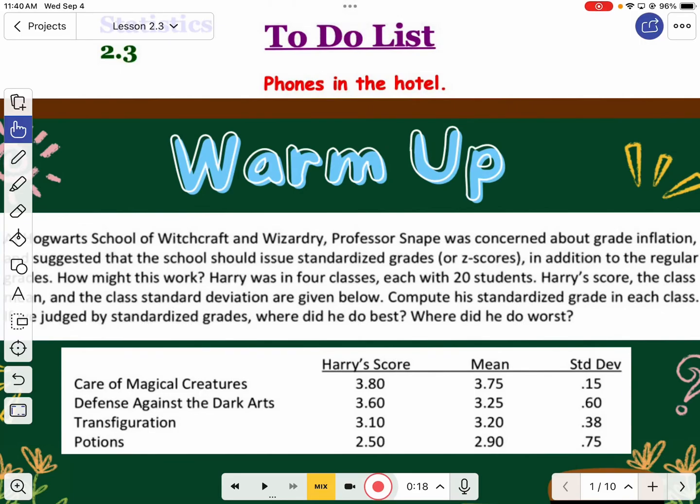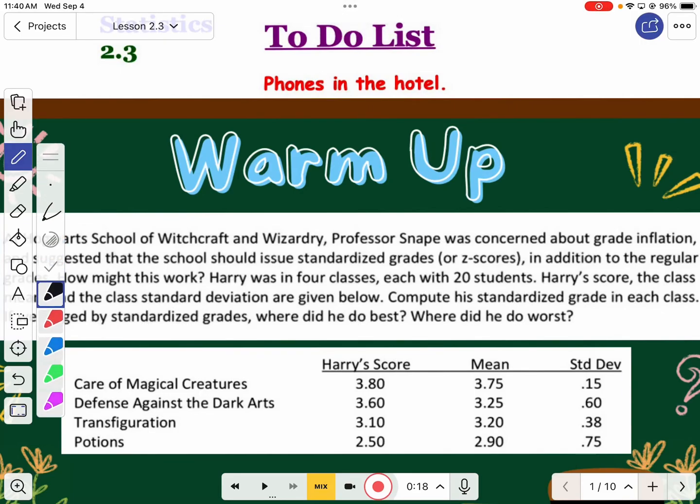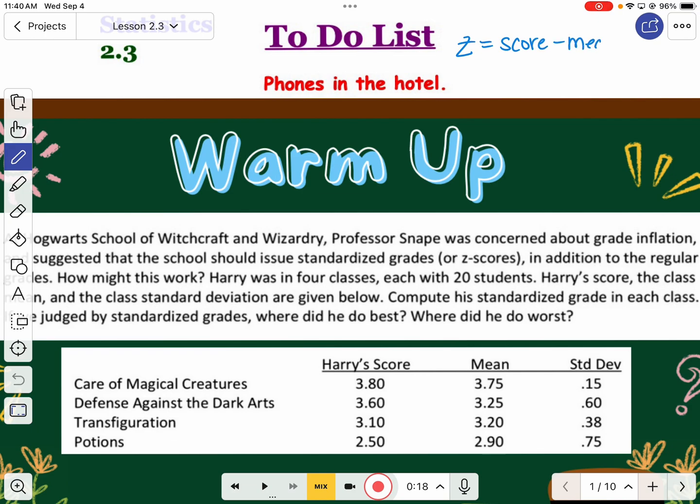How did we find a z-score yesterday? That was one of our big learning targets yesterday. Score minus mean. Good. The score minus the mean divided by the standard deviation. Okay, so anytime you're asked to find a z-score, or a standardized score, this is what we're going to do.